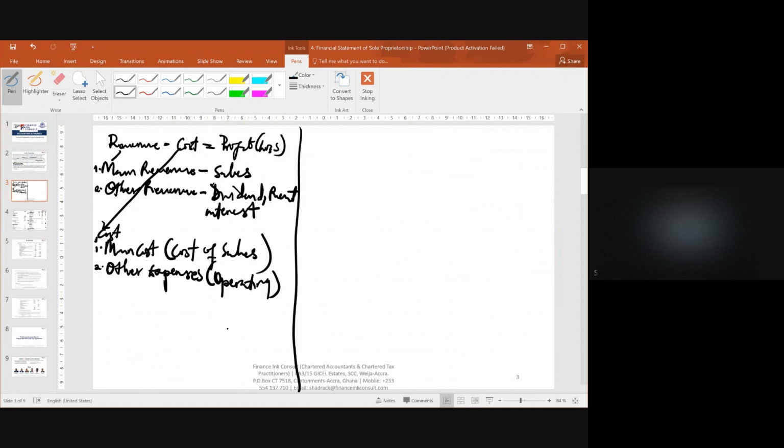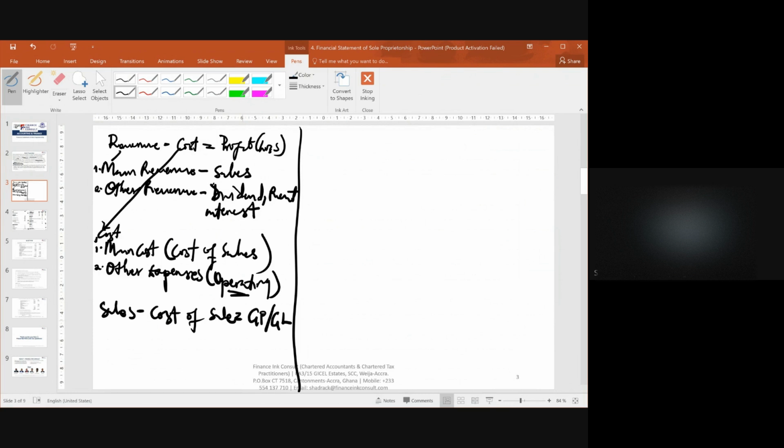So the moment the product is delivered to us, any other expense we incur are mostly related to what? Our operating activities. So our main revenue, which is going to be our sales, less our main expense, which is going to be our cost of sales, will give us our gross profit or our what? Gross loss. So this is what we mean by gross profit or gross loss.